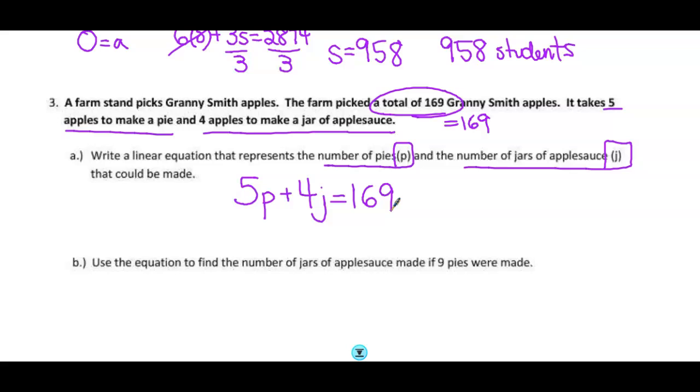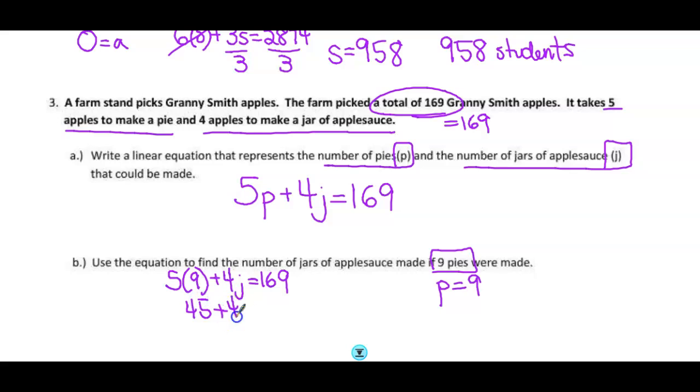I hope you understand that. So at the bottom, it says use the equation to find the number of jars of applesauce made if 9 pies were made. You have to realize that P is 9 and sub it back in. So 5 times 9 plus 4J equals 169. And we're going to show all our work.